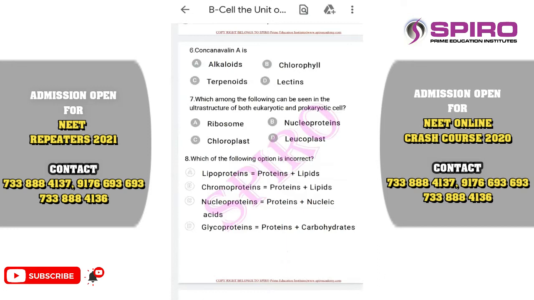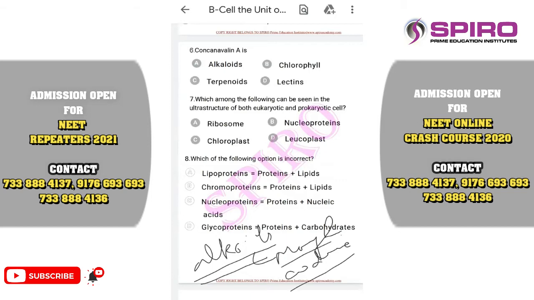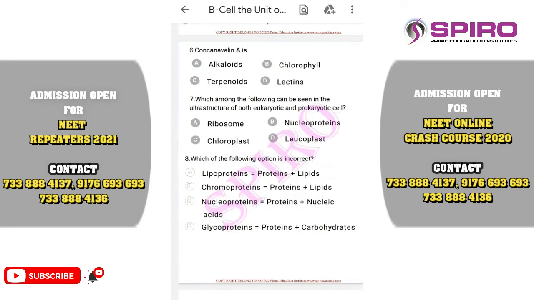And you know this, alkaloids: morphine, codeine are alkaloids. And toxins: abrin and ricin are toxins, and drugs: vinblastine, curcumin. And this concanavalin A comes under the lectin group. This is a direct NCERT. So the correct answer is option D.